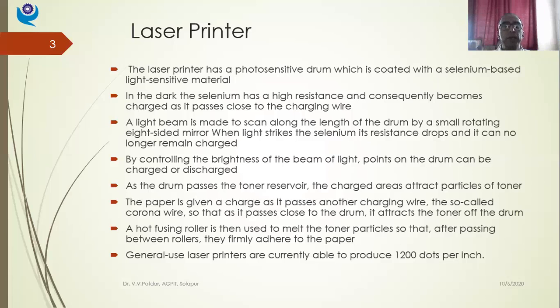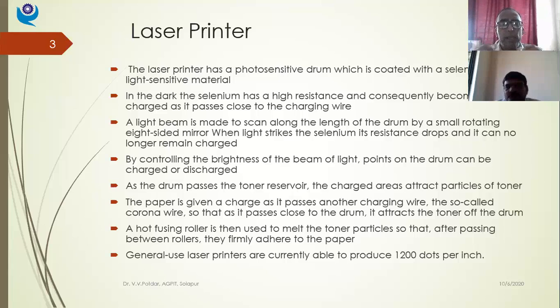A hot fusing roller is then used to melt the toner particles, so that after passing between the rollers, they firmly adhere to the paper. Adhesion is dissimilar materials sticking with each other. Cohesion is similar particles attaching with each other. Ink is a different material, paper is a different material. So by force of adhesion, they firmly adhere to the paper.